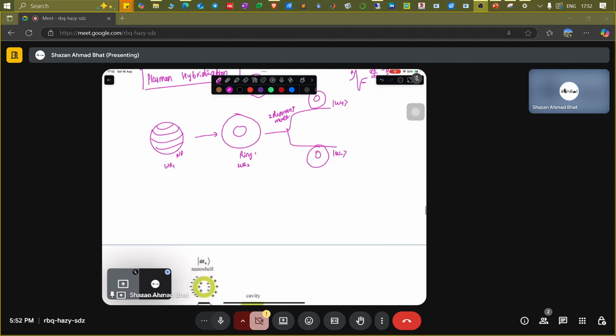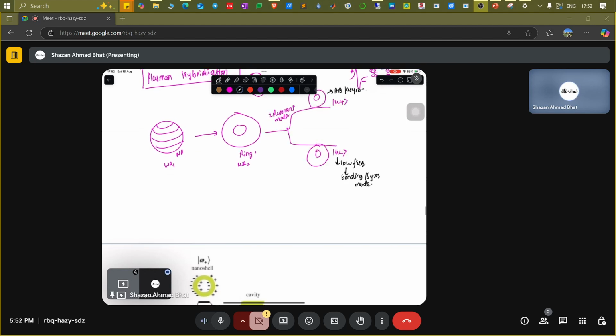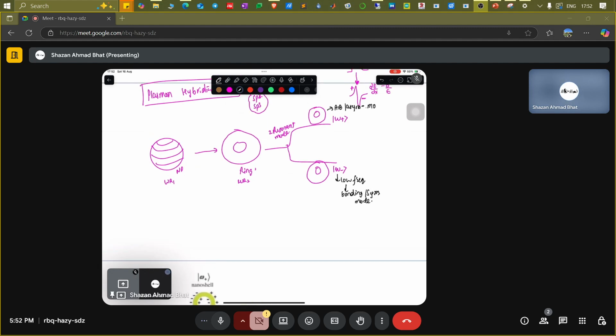This one has a lower frequency, and it's called the bonding or symmetric mode. I'll talk about why it's called so. And this is called the anti-bonding or asymmetric mode. Why is it happening only at these points?